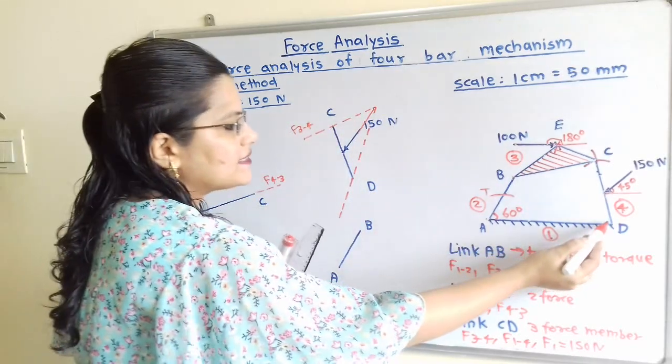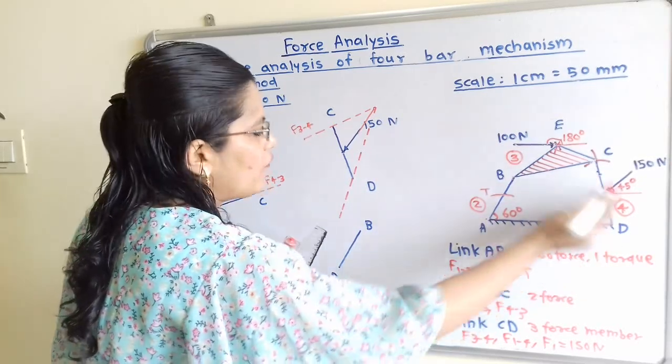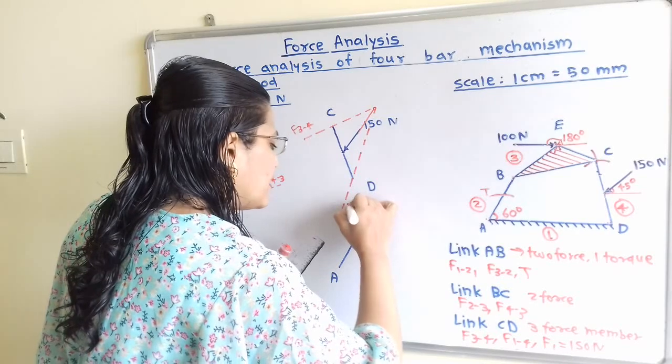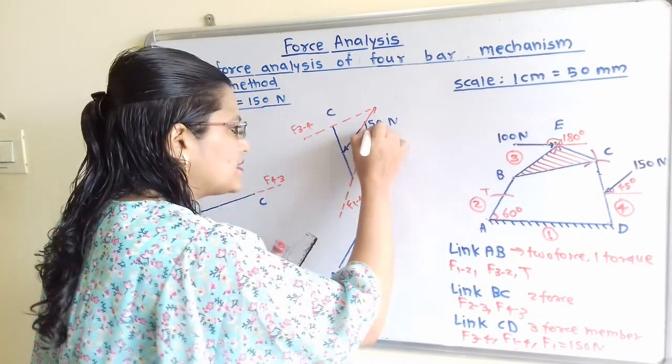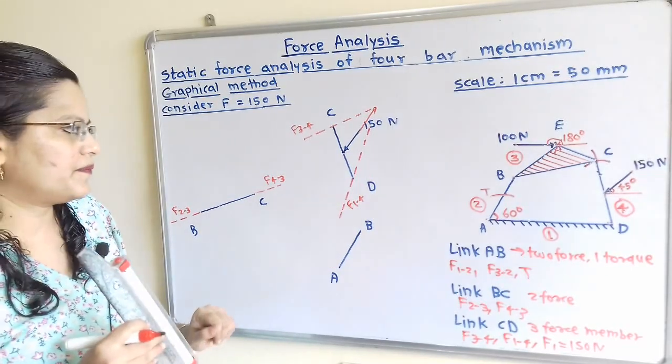Now for this link CD, the force applied through this point D is F of 1 to 4. So I will write here F of 1 to 4. That means this is the line of action of force F of 1 to 4.